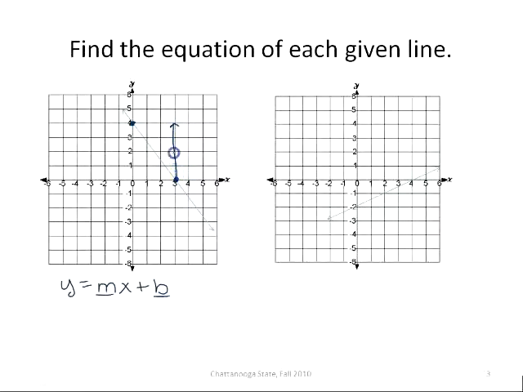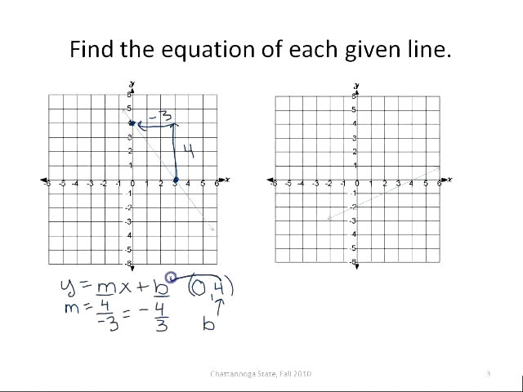So in this problem, my rise is 4, and my run is -3. So my slope is 4 over -3, which is -4/3. My y-intercept is this point here. So that is the point 0, 4. So that tells me that I can use a 4 for the b.